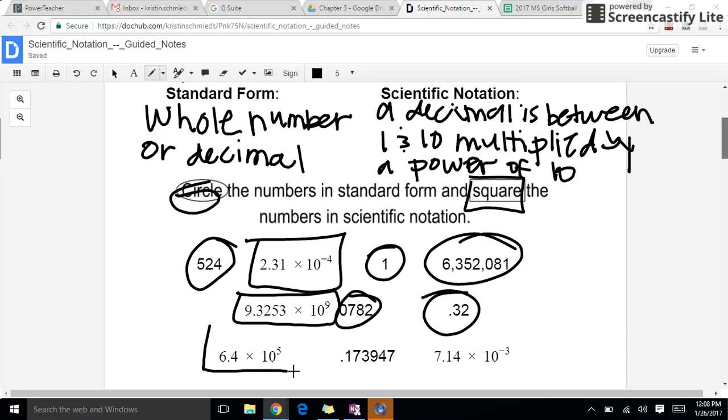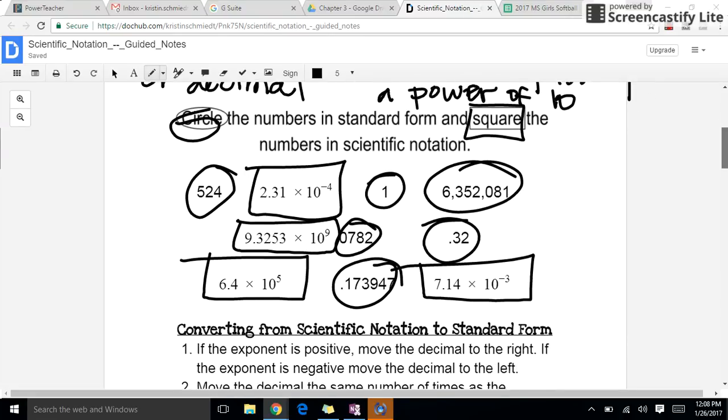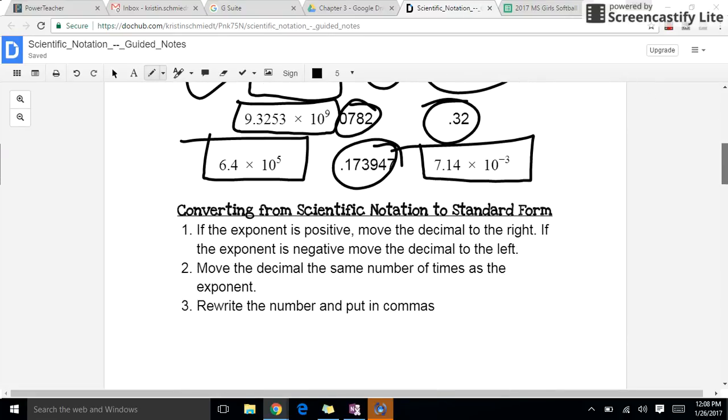Scientific notation. Sweet. Standard form. And scientific notation. Okay, so you should make sure that all of your numbers are circled and squared, just like Miss Neeser's numbers and mine. Okay, so let's talk about some steps now.